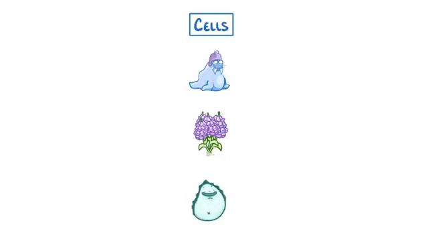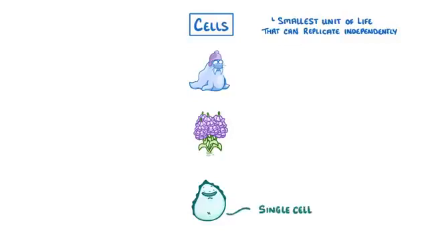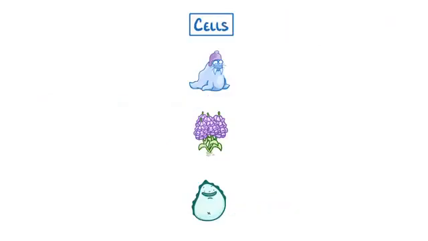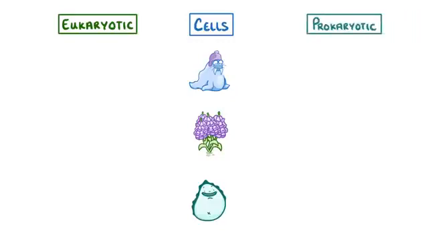In today's video, we're going to take a look at cells, and specifically the differences between those of animals, plants, and bacteria. Cells are the smallest unit of life that can replicate independently, and they make up all living things. Although bacteria each consist of just a single cell, most animals and plants are made up of billions or even trillions of cells. If you consider all cells in general, we can split them into two groups: eukaryotic cells and prokaryotic cells.